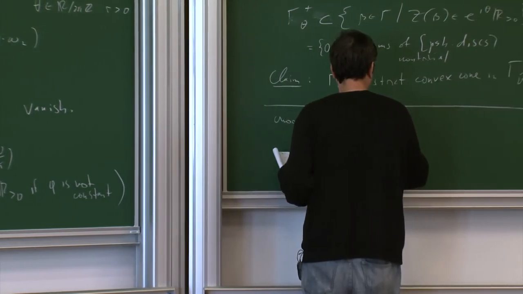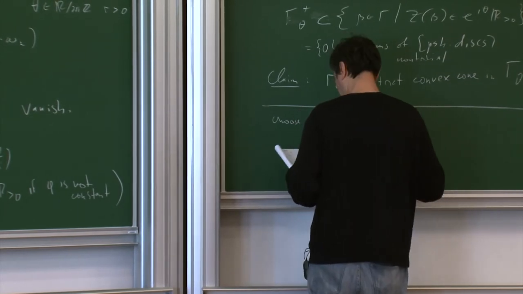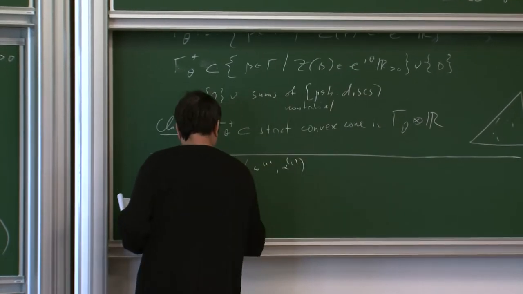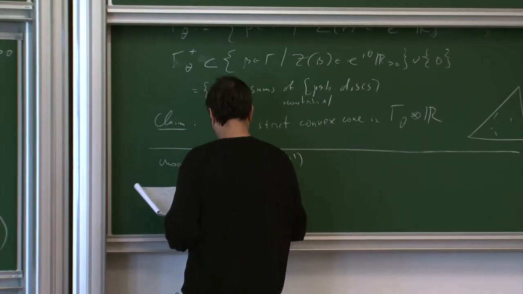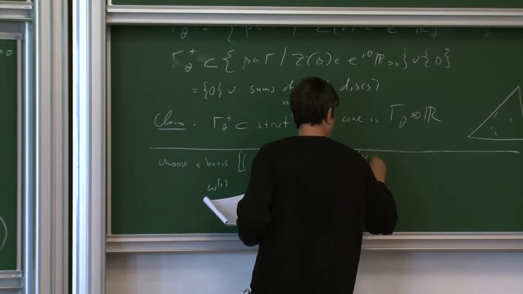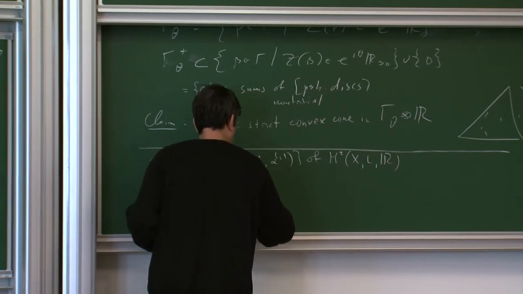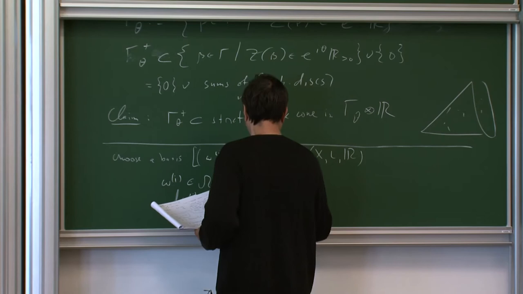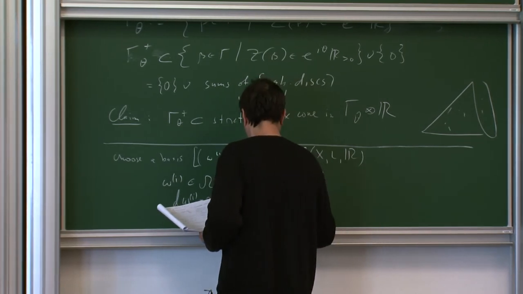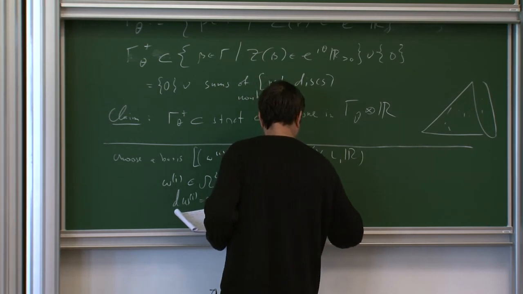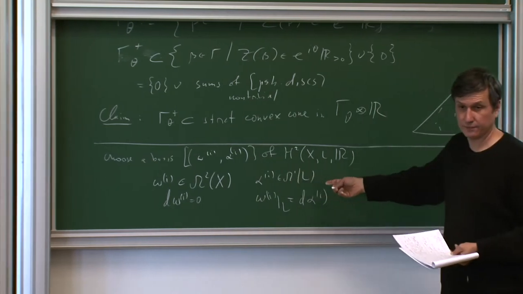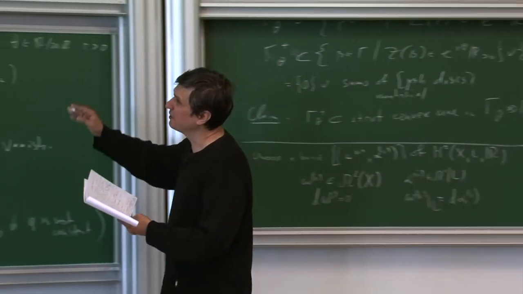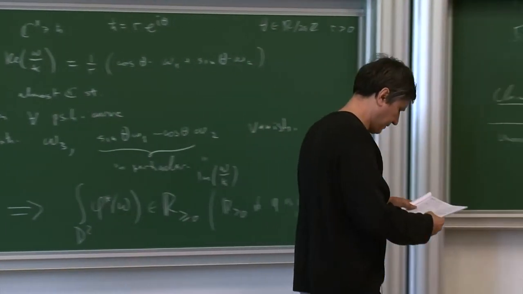Choose a basis omega I and alpha I of representing second cohomology with real coefficients, where omega I are two forms on X, d omega I is equal to zero, and alpha I are one forms on L, and omega I restricted to L is equal to d alpha I. That's how you write representatives of relative homology class. So the homology is finite dimensional, choose some basis, and we also should be a bit careful at infinity.